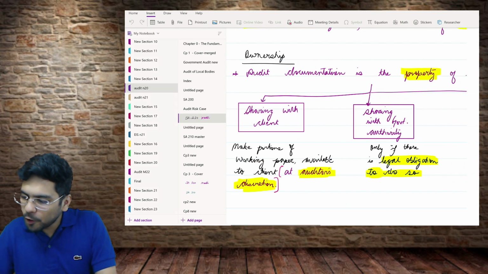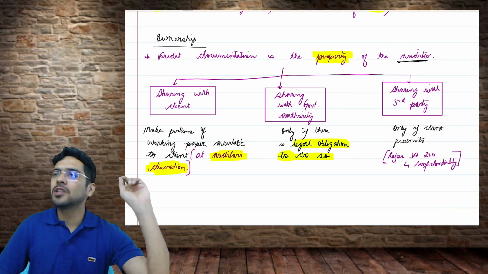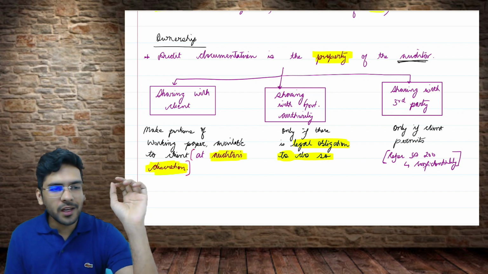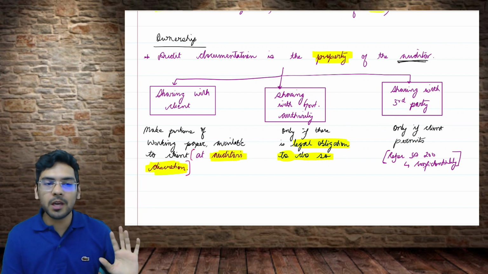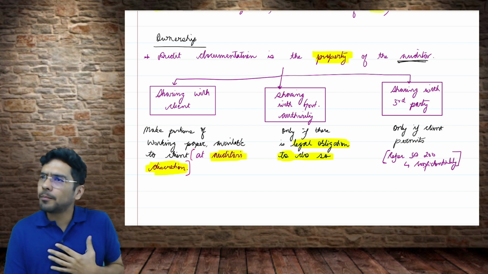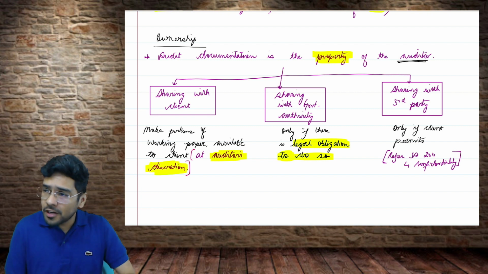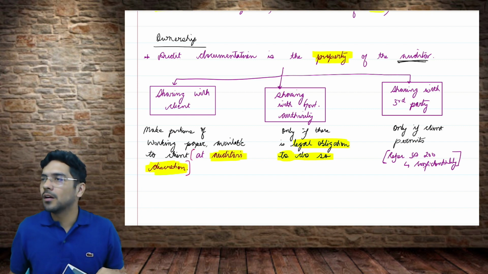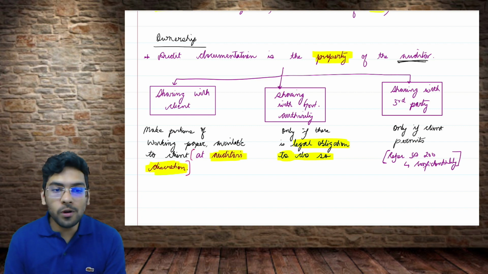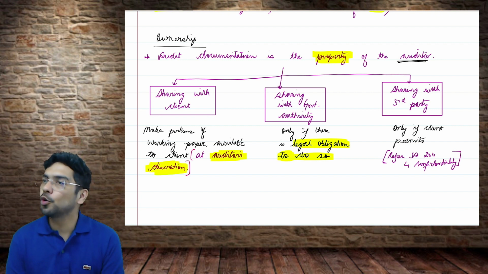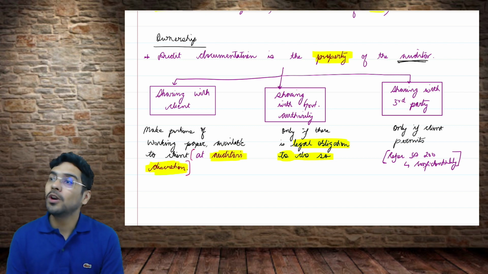So with respect to ownership, can I put it in this manner? Audit documentation is the property of the auditor. Is sharing with clients permissible? It says make portions of the working paper available to the client. It is up to my discretion. If I don't want to, I will not share. But will you share your entire working paper? No. Second is sharing with a government authority: only if it is my legal obligation to do so. And third, sharing with a third party: only if the client permits.